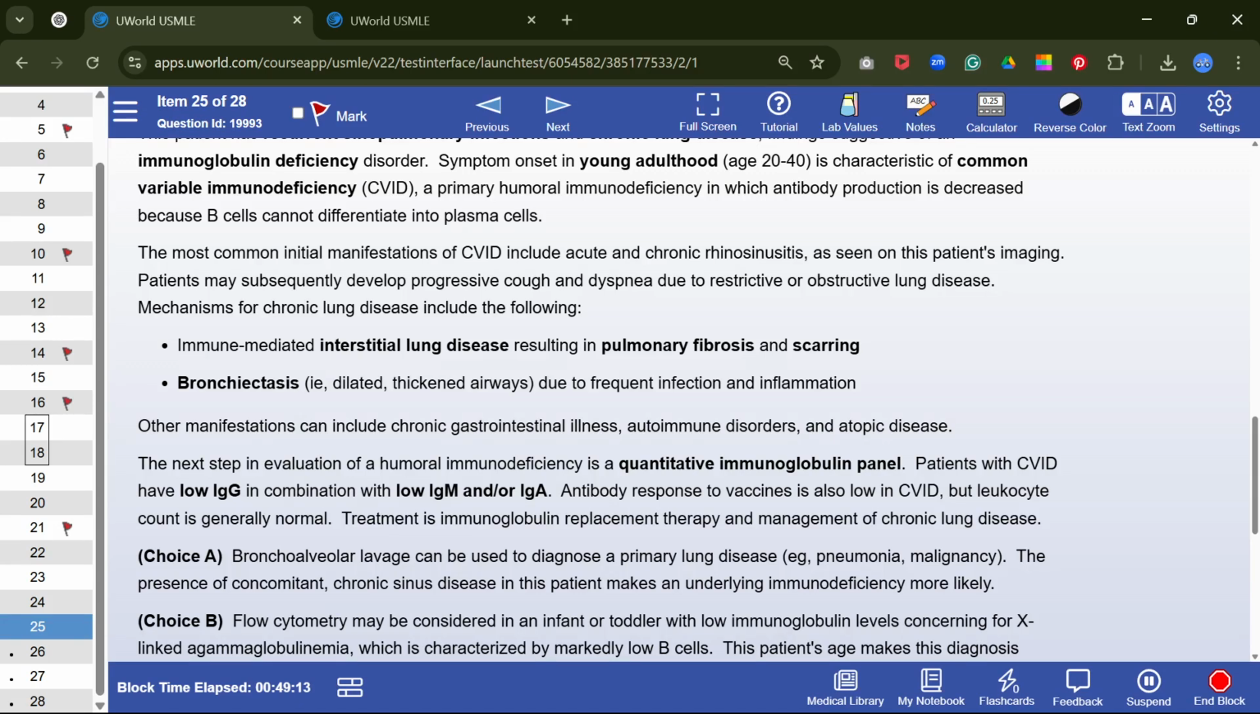The next step in evaluation of humoral immunodeficiency is a quantitative immunoglobulin level. Patients with CVID have low IgG in combination with low IgM or IgA. Antibody response to vaccines is also low in CVID, but leukocyte count is generally normal. Treatment is immunoglobulin replacement therapy, and management of chronic lung disease. Okay.